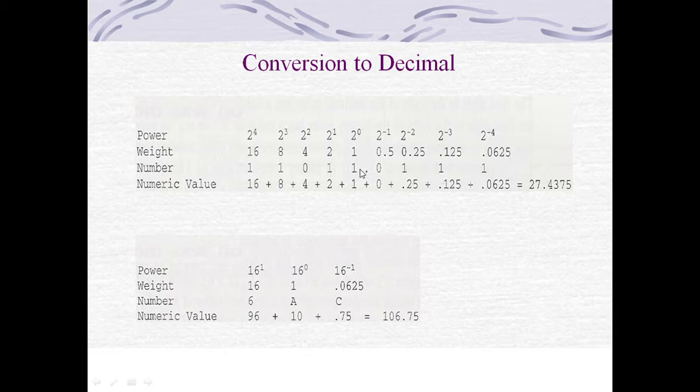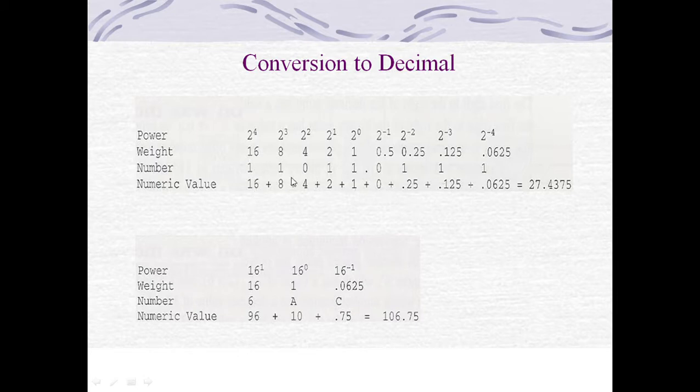And then for the digits on the left hand side, just continue the multiplication. 1 with 1, we get 1. 2 with 1, we get 2. 4 is multiplied with 0, so we get 0. 8 is multiplied with 1, we get 8. 16 is multiplied with 1, so we get 16.